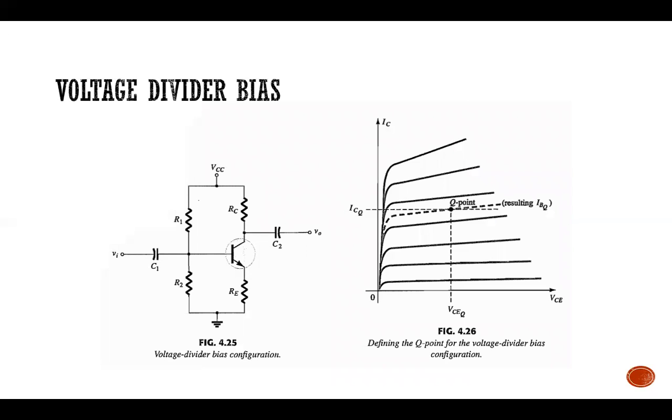Okay, so the last part is the voltage divider bias. The circuit is a little bit different. You can see that now the circuit connection is like this. You have R1, R2, RC, and RE. This circuit, we call the voltage divider bias configuration. And this is the collector characteristic curve for the voltage divider bias.